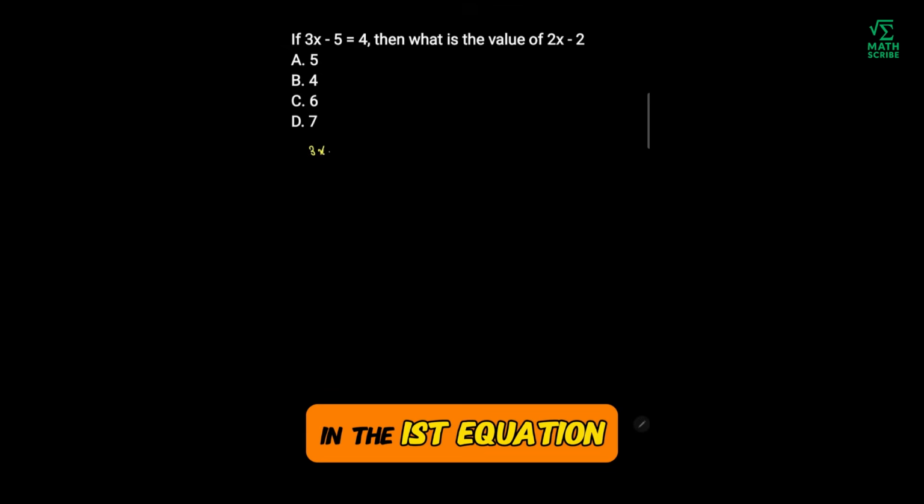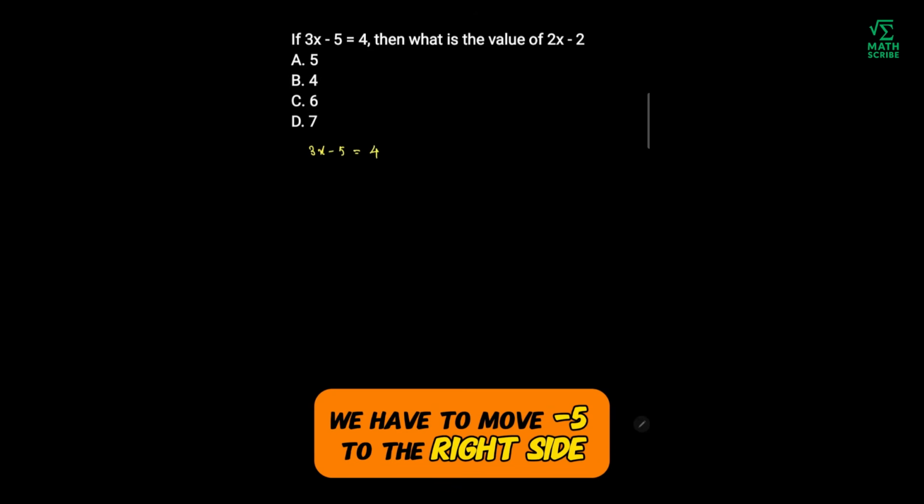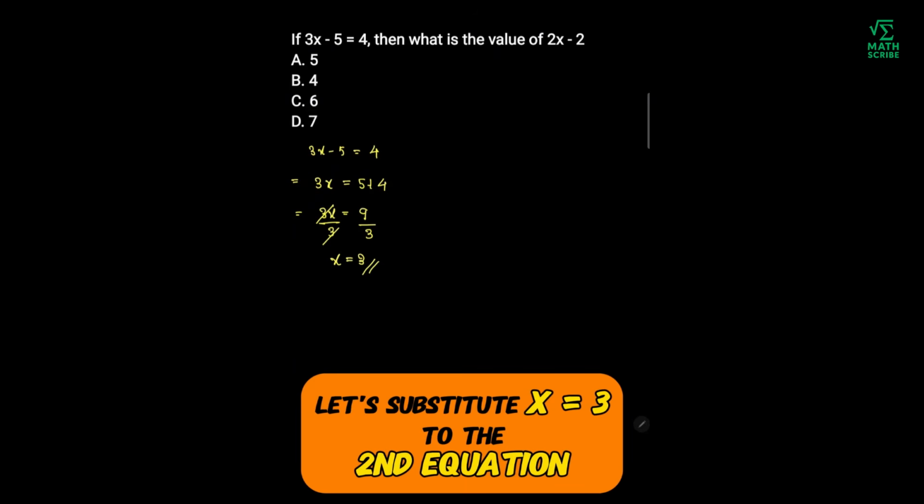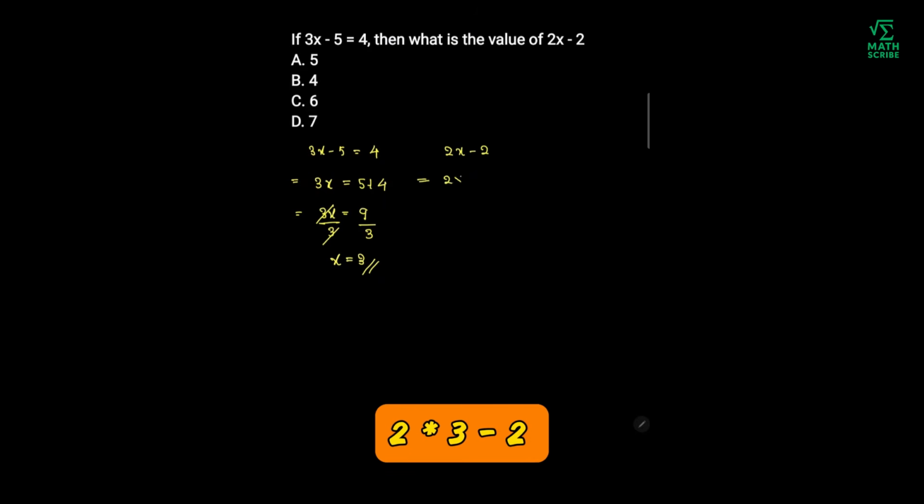In the first equation, we have to move -5 to the right side. It becomes +5. 3x equals 5 plus 4. We get 3x equals 9. Divide both sides by 3. We get x equals 3. Let's substitute x equals 3 into the second equation to find the answer. 2 times 3 minus 2. 6 minus 2 equals 4.